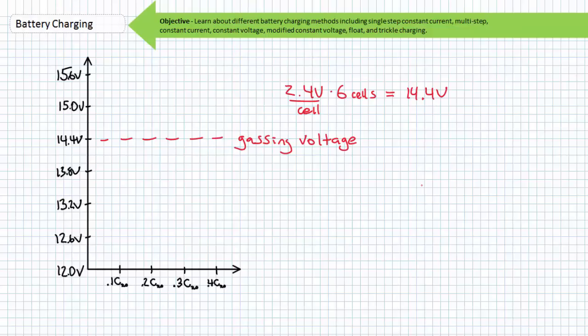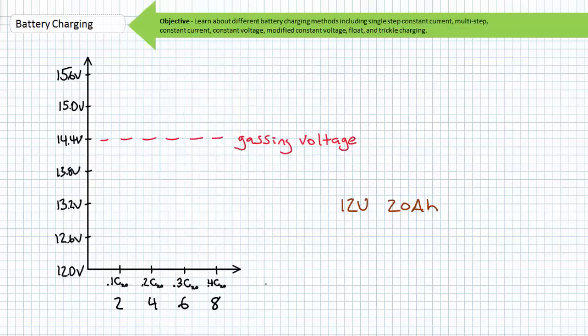This can be illustrated using a graph. Consider a nominal 12-volt battery with a 20 amp-hour capacity, where capacity has been determined using a 20-hour test. This is the C20 rating. This battery could be charged at the following rates: 0.1 C20, 0.2 C20, 0.3 C20, and 0.4 C20. This means this particular battery could be charged at 2 amps, 4 amps, 6 amps, or 8 amps.